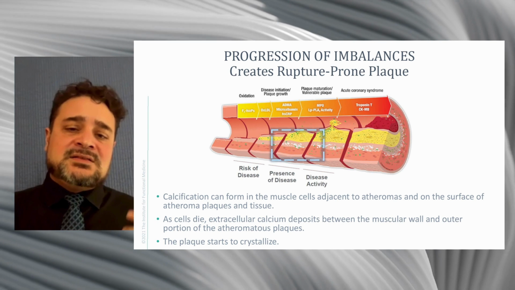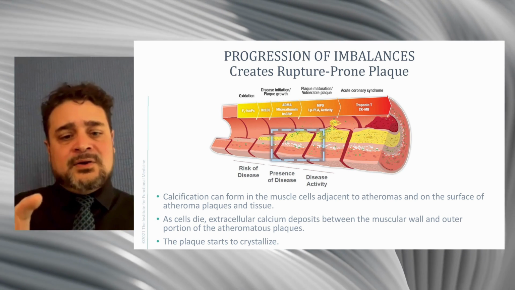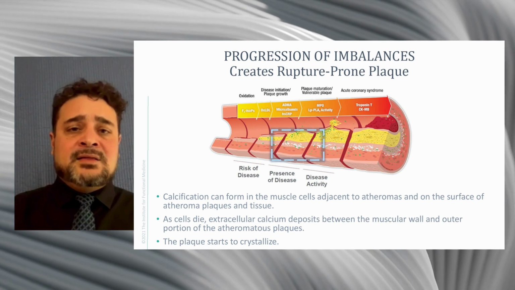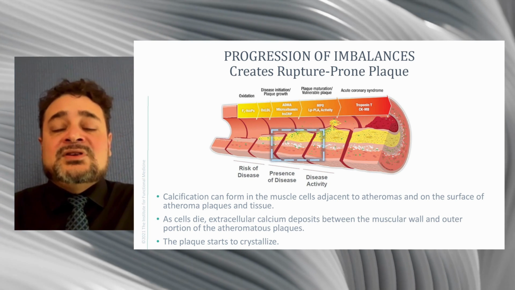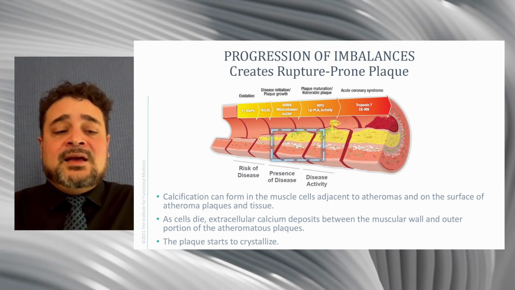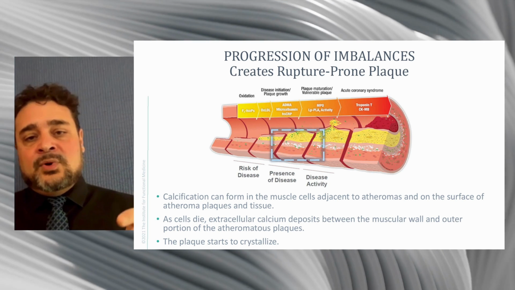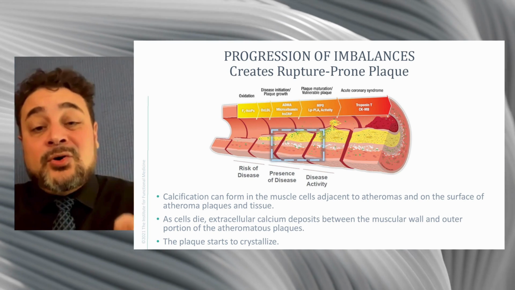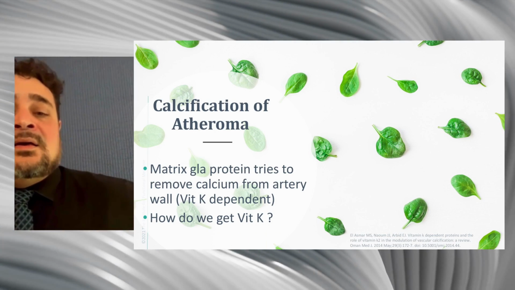So what happens is, as the plaque continues to stabilize, or it continues to get bigger and bigger, and the progenitor cells are starting to deplete, you can start to calcify. And the calcium, when that starts to happen, can actually poke through and tear holes in the lining of the blood vessel.